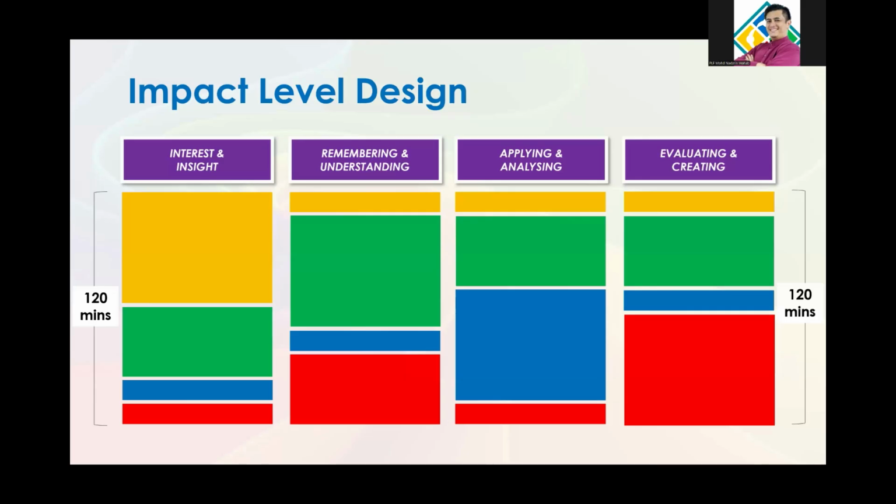So when do we do the last one? When do we do the one at number 4, evaluating and creating? We do this when the audience already knows what you're talking about. They just need to learn one or two techniques, and then they practice those techniques again and again. That's it, right? You don't have to teach them too much. But if an audience does not know what you're talking about, then it has to be interest and insight, remembering, understanding, because you're teaching it to them. You're giving them information. Once they have that, then you get them to do more.